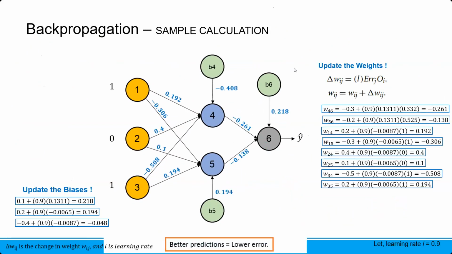So there is an opportunity to update the weights, and this is the calculation. The delta. Okay, delta means the difference. The difference weight between I and J equals to L. What is L? L is the learning rate.